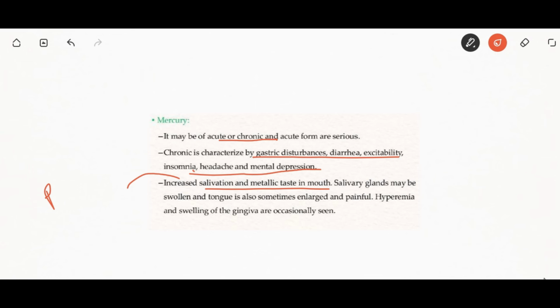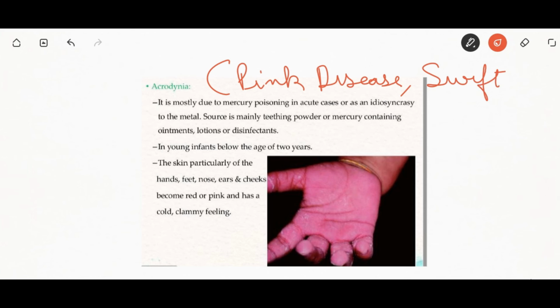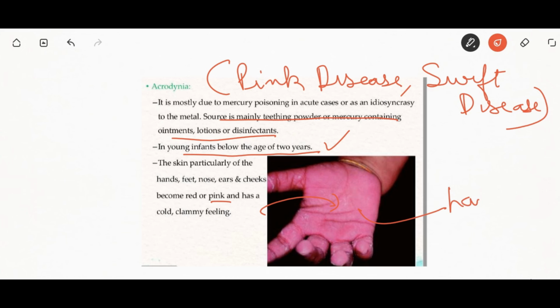What is acrodynia? Acrodynia is the pink disease or Swift disease that is associated with mercury toxicity. So that develops in young children below the age of 2 years, although children of 5 to 6 years may be affected. So the skin of the hands, feet, nose, ears, cheeks will become red or pink, and the child will have a cold, clammy feeling. The appearance has been described as resembling raw beef. So here sweating is a feature of acrodynia.